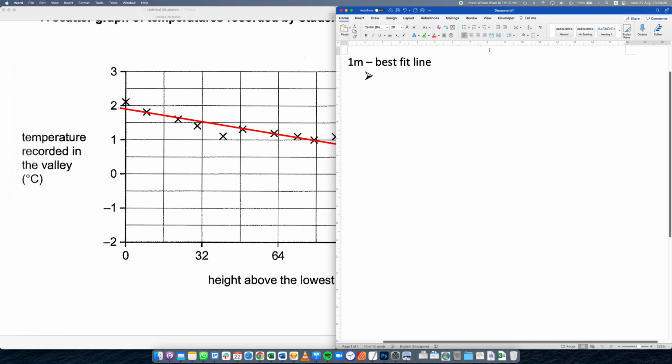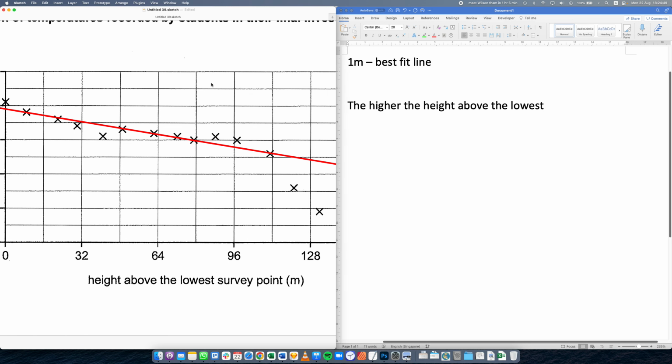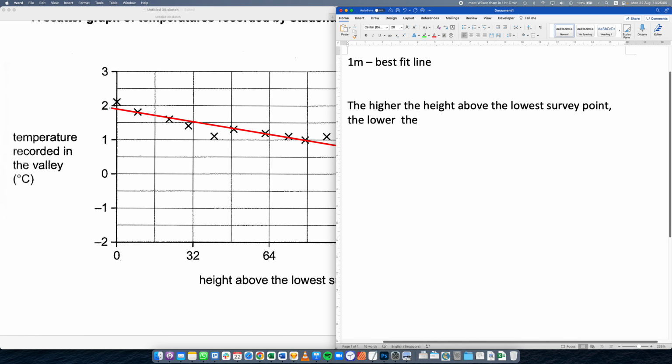So conclusion, first mark, should be: the higher the height above the lowest survey point, the lower the temperature recorded in the valley. So basically we follow what is written in the axis.